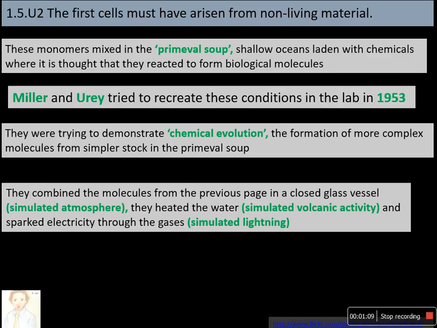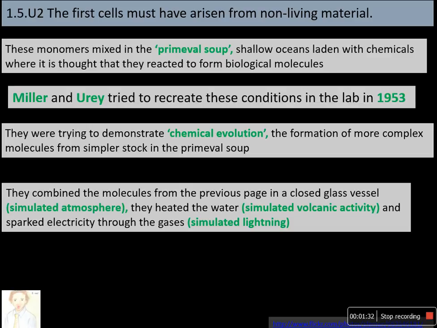Now, there was a very important study done by a couple of scientists called Miller and Urey, where they tried to recreate the conditions that made this happen. And this happened back in 1953. They were trying to prove this idea of chemical evolution, whereby really complex molecules could form from very simple ones in this kind of idea of a primeval soup.